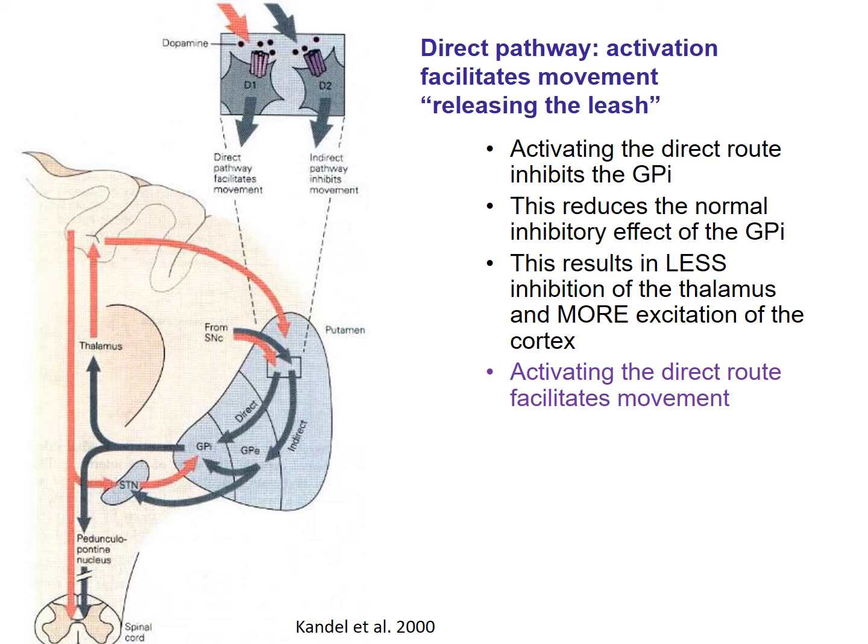So when cortex sends an excitatory input to the putamen, it has the effect of inhibiting the globus pallidus interna. So effectively, the leash holder, the globus pallidus interna, is now tired, and this reduces the inhibitory effect of the globus pallidus interna to the thalamus. And because the thalamus is now less inhibited, it can go ahead and activate the cerebral cortex.